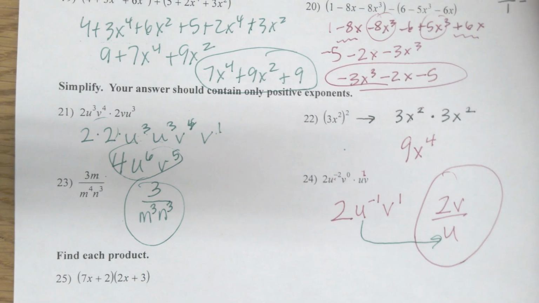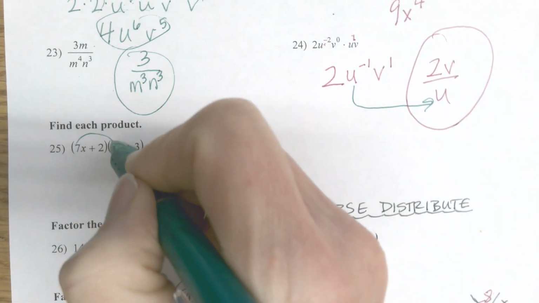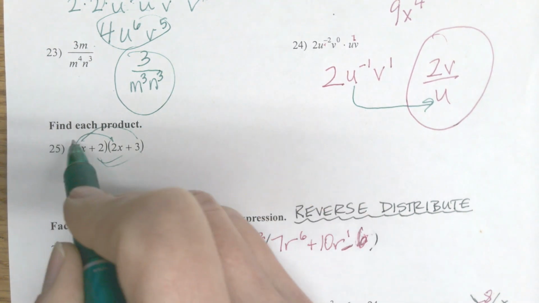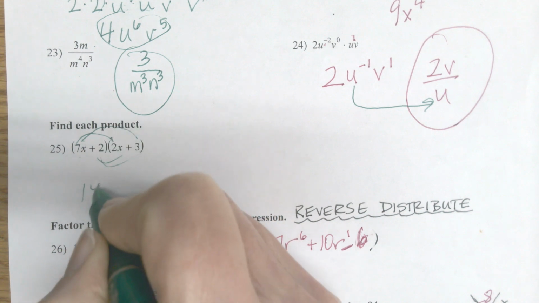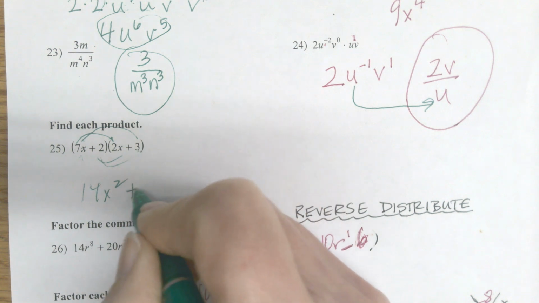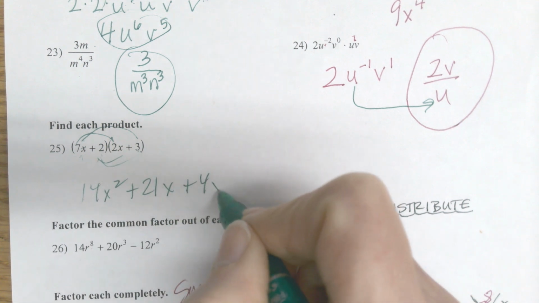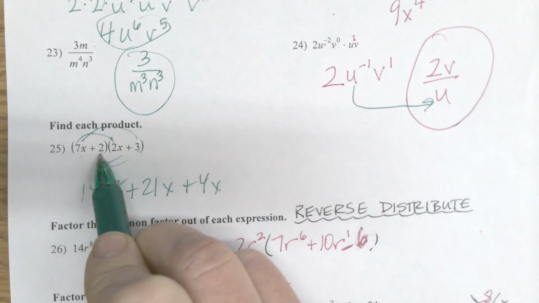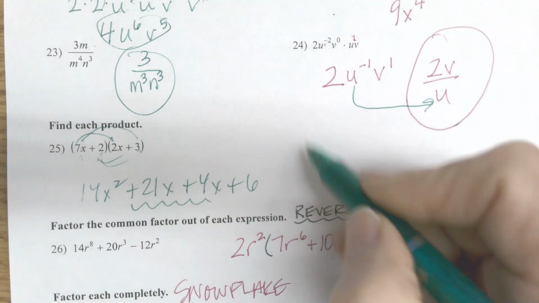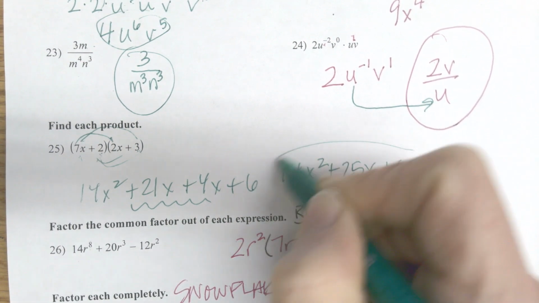All right, we are finishing up finding the product. This is a double distribute. So I have to multiply everything in the first by everything in the second. 7x times 2x gives me 14x squared. 7x times 3 gives me plus 21x. Then I go to the next one. 2 times 2x is plus 4x. We did this in the box method as well. 2 times 3 is plus 6. If I can combine any like terms, I do. I'll end up with 14x squared plus 25x plus 6 for my final answer.